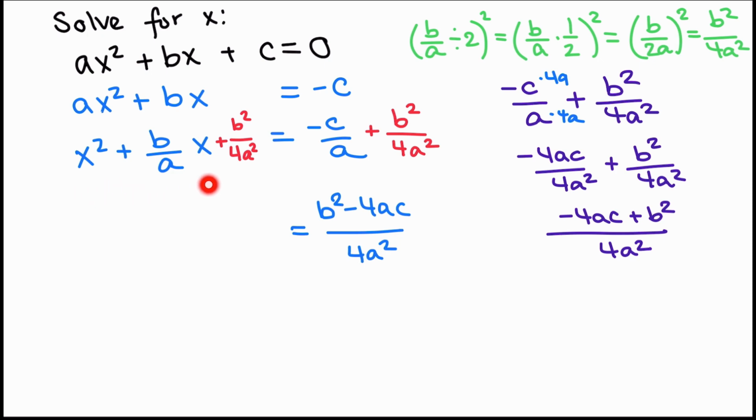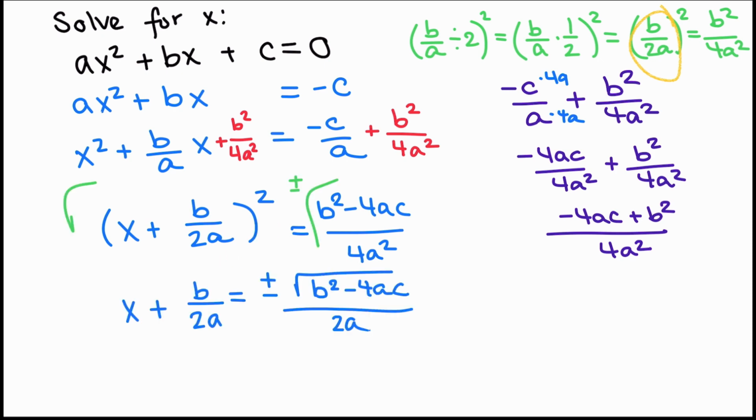Then on the left side, I have to factor the perfect square trinomial. That's going to factor as x plus something squared. The something is always whatever you squared. So in this case, it'll be x plus b over 2a, quantity squared. Take the square root of both sides, don't forget the plus or minus. So that gives me x plus b over 2a. And then on the right-hand side, we've got plus or minus square root b squared minus 4ac. And then the denominator, 4a squared, if you square root that, that turns into a 2a.